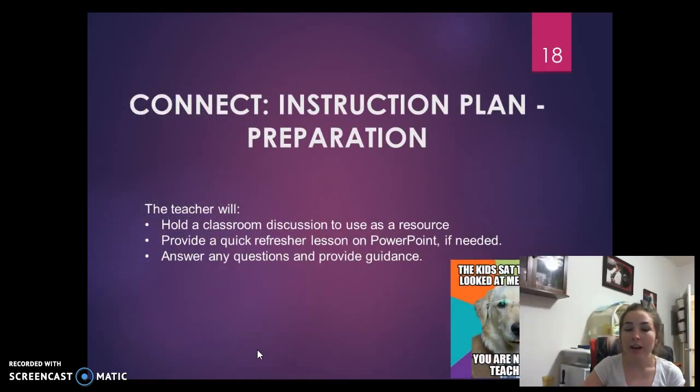The teacher will hold a classroom discussion at the very beginning of the lesson, and she should provide any refresher on any vocabulary words or PowerPoint presentation usage, and answer any questions that are needed to provide guidance.